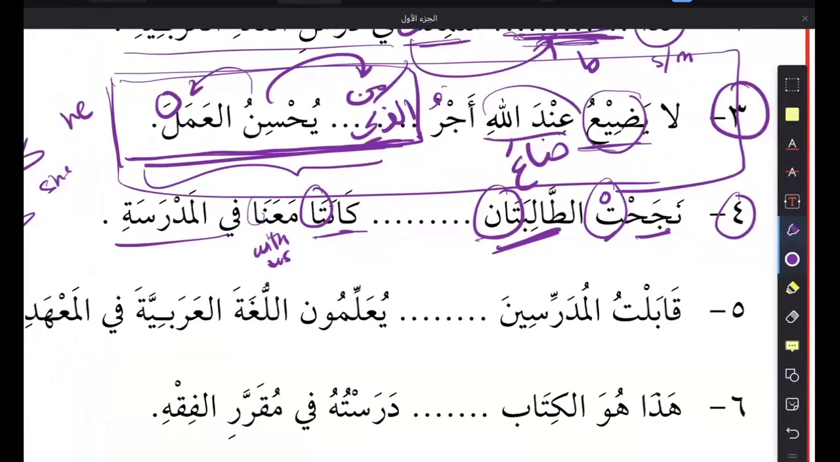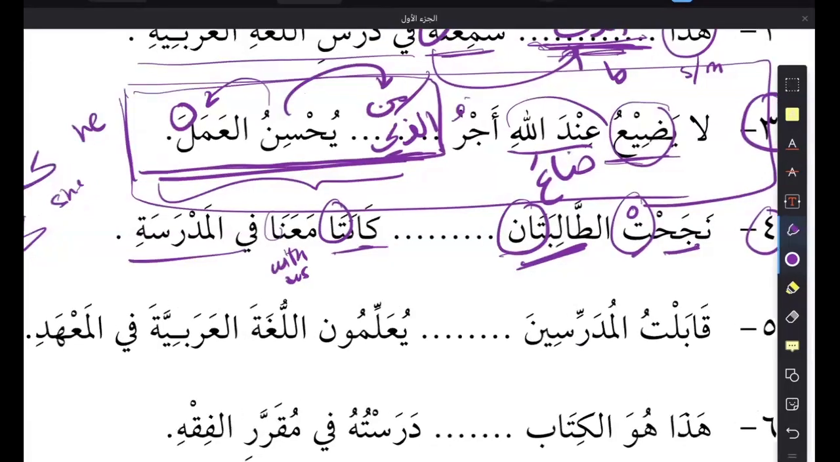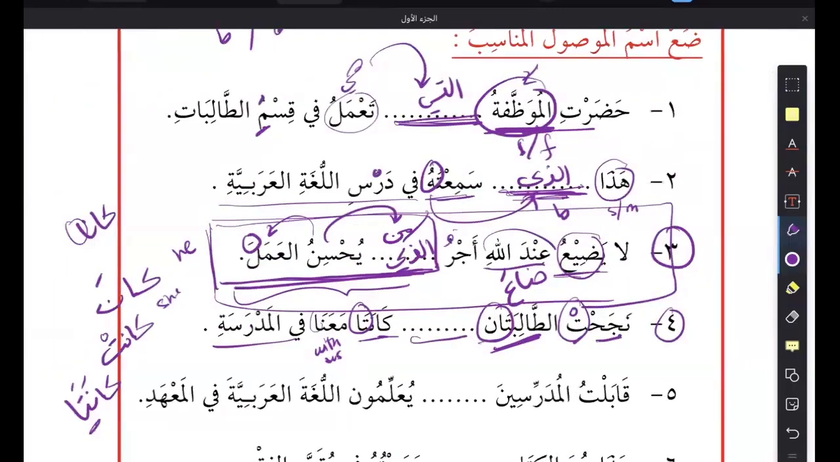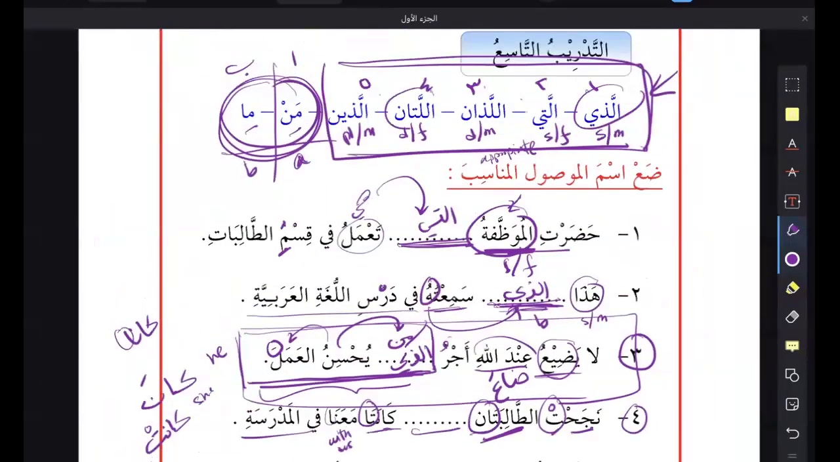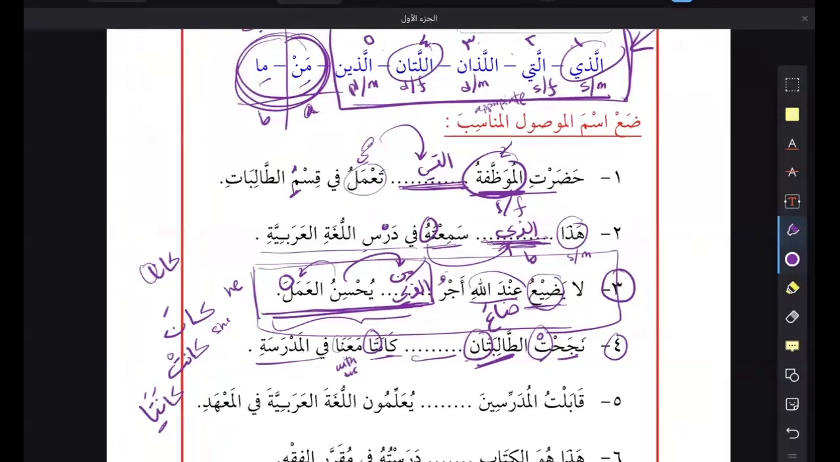So now going back, the two students passed. Now we want to say who were with us in the school. So what do we put here? Allatani. Yes, excellent. So you put allatani here, not alladhani. Alladhani would be for masculine. Allatani, ahsanti. So this is number 4.